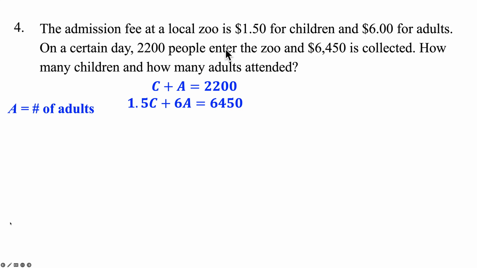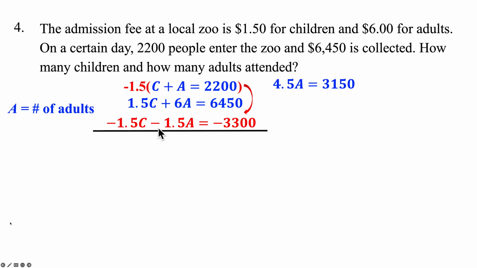Those are the people that went to the zoo. 1.50 times C, $6 times the A for the adults. Then they took in $6,450. 1.5 is smaller, so we're going to multiply this equation by negative 1.5 and move it underneath. Negative 1.5c minus 1.5a equals negative 3,300.